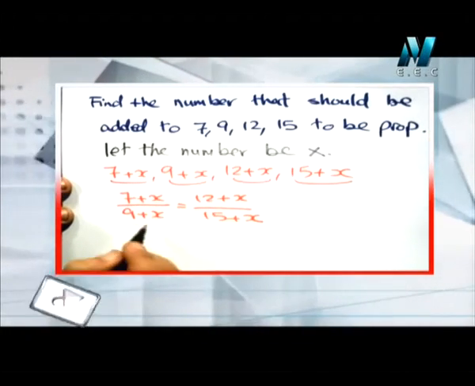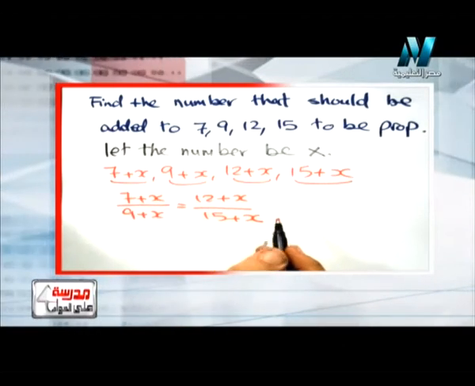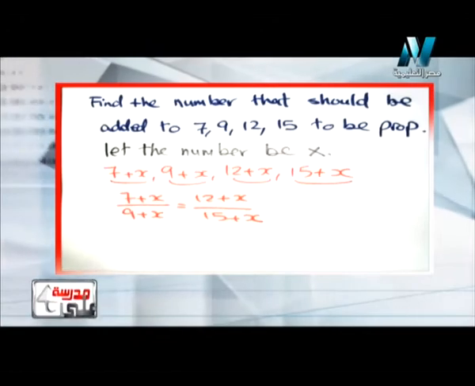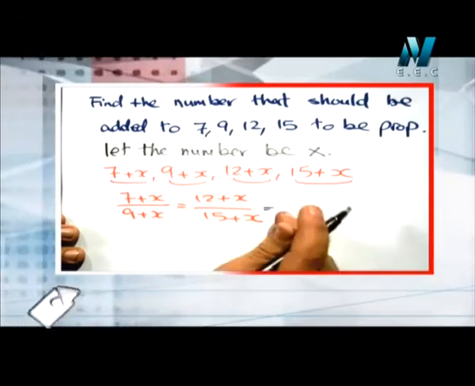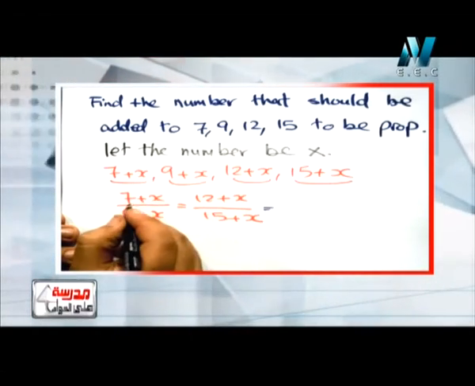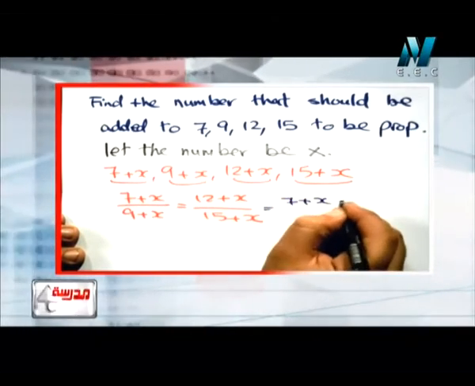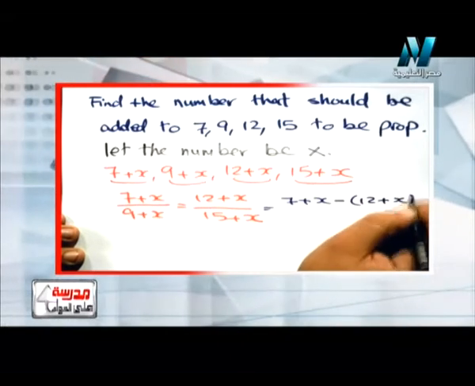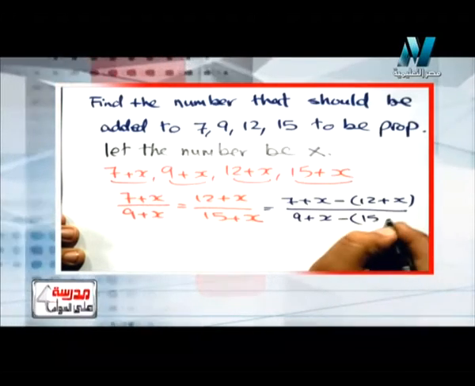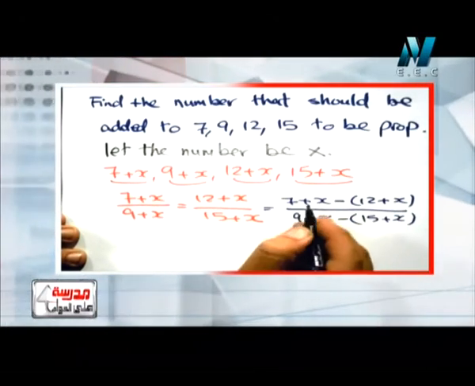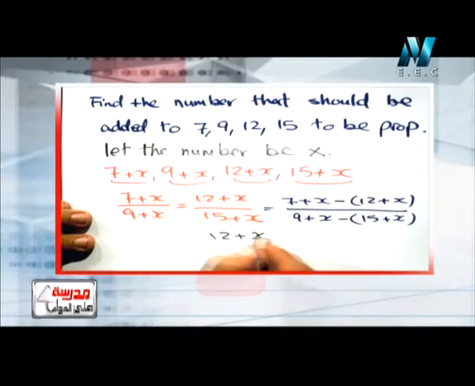Usually some students will use the cross multiplication strategy and solve this equation, as this is an equation for second prep. But we have a property that we studied here that if we add or subtract the antecedents and the consequents, we have a new ratio, and this ratio equals these two ratios. So for example, if we subtract these two antecedents, we have 7 plus x minus 12 plus x over 9 plus x minus 15 plus x. I'm going to write here 12 plus x over 15 plus x.